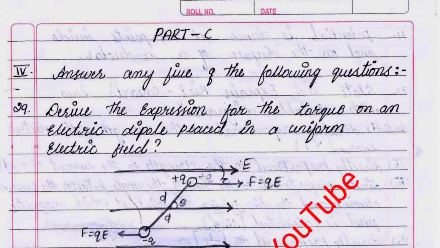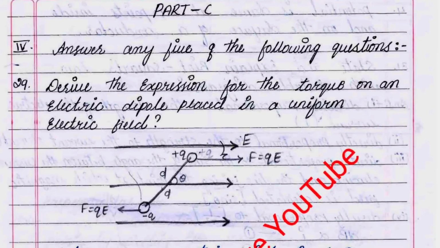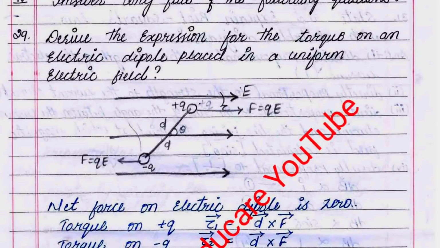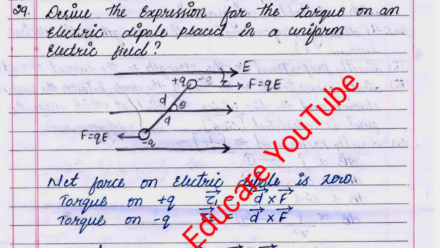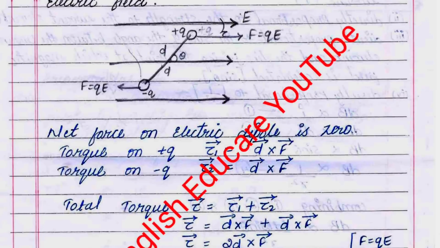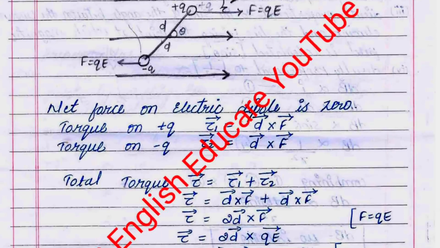4th part. Answer any 5 of the following questions. 29. Derive the expression for the torque on an electric dipole placed in a uniform electric field, and below is the derivation.